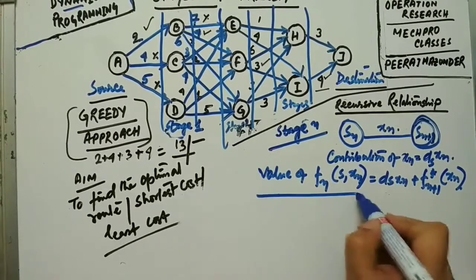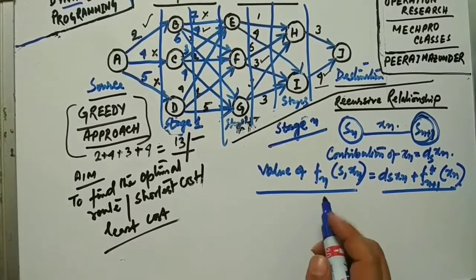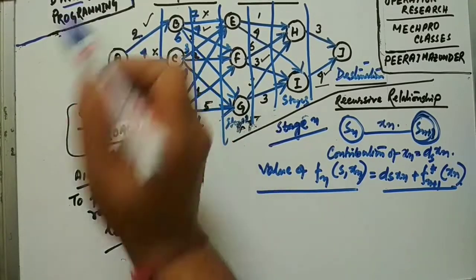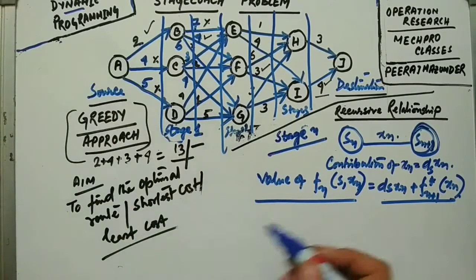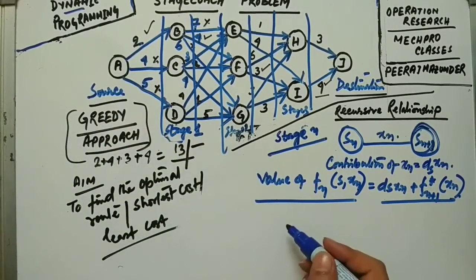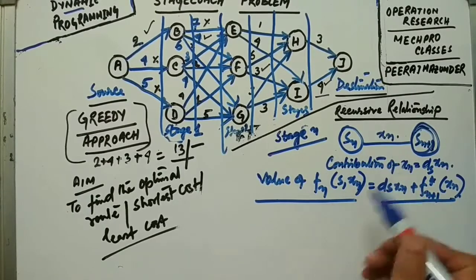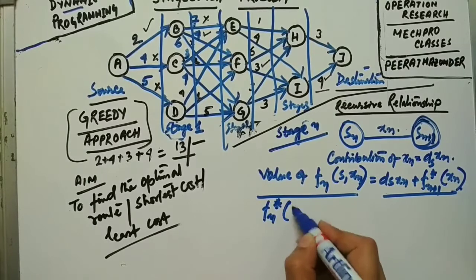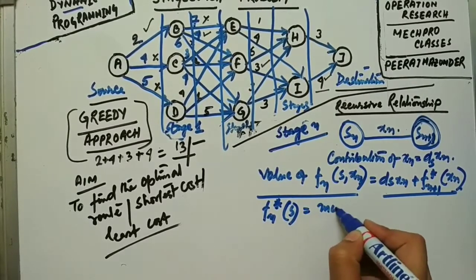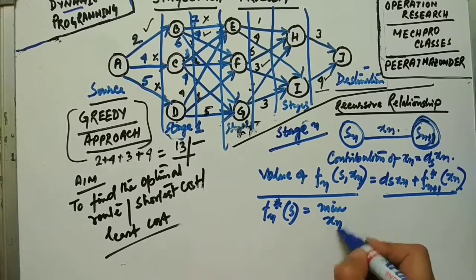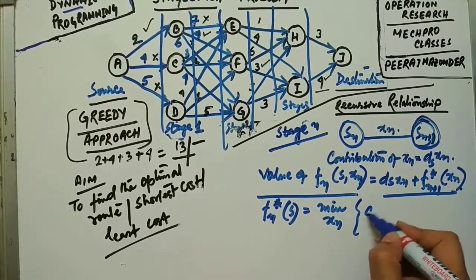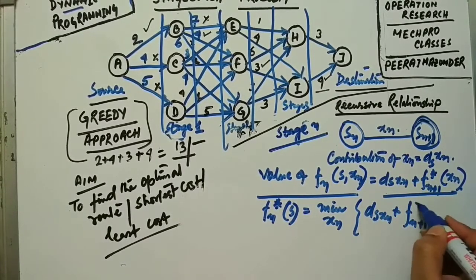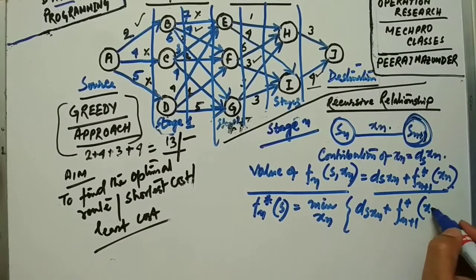In the previous video we already discussed this recursive relationship as well. If you find any problem or doubt, you can comment, or you are welcome to see the previous video on the introduction part of dynamic programming, where we have learned a lot of things regarding this recursive relation. Now the next step is to find f n star of S. How? By finding the minimum over Xn of d S Xn plus f of n plus 1 star of Xn.